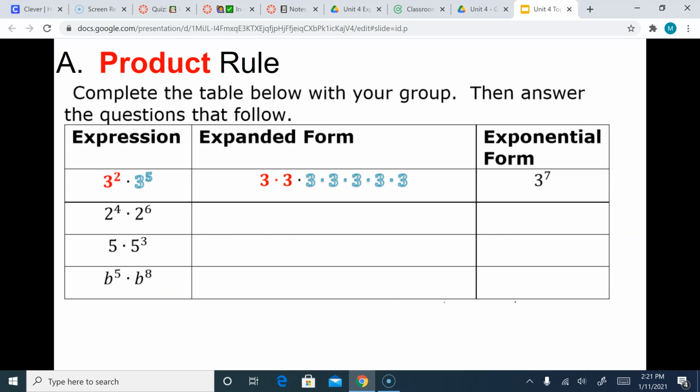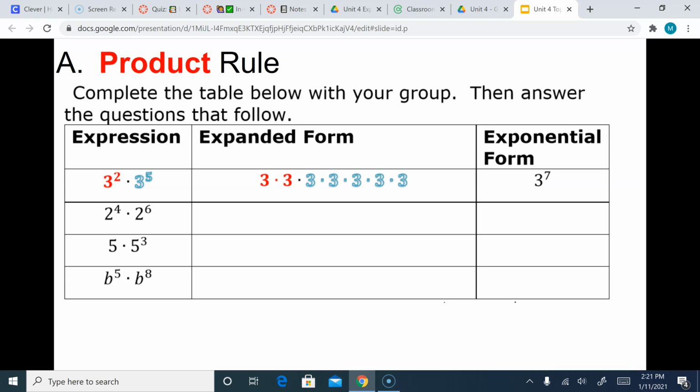Alright, so what we're going to do here is write these out and see what's happening once I write them out and then combine them into exponential form. So here, notice this was 3 squared. So 3 squared means I have 2 of them, times 3 to the 5th. 3 to the 5th means I have 1, 2, 3, 4, 5. So combining them all together, I get 3 to the 7th over here. So that's where 7 comes from.